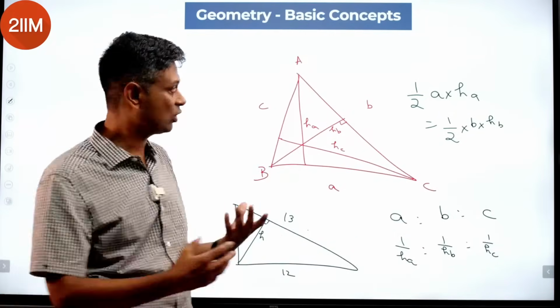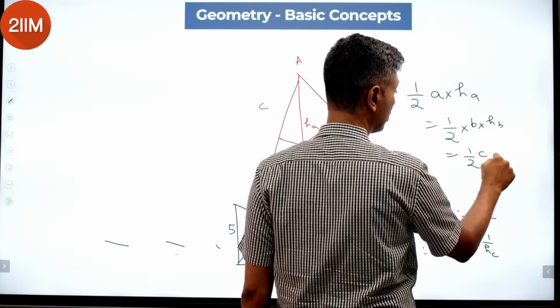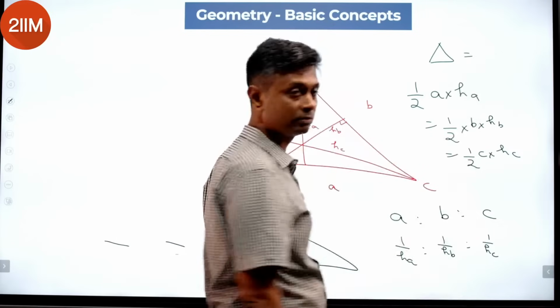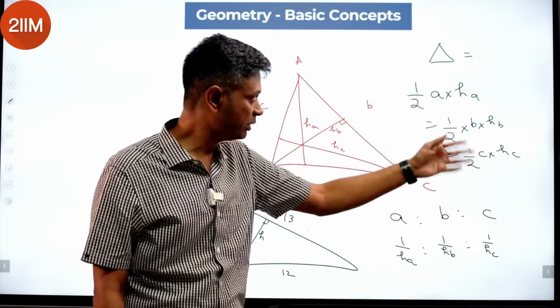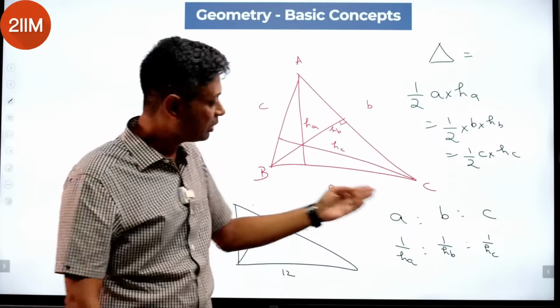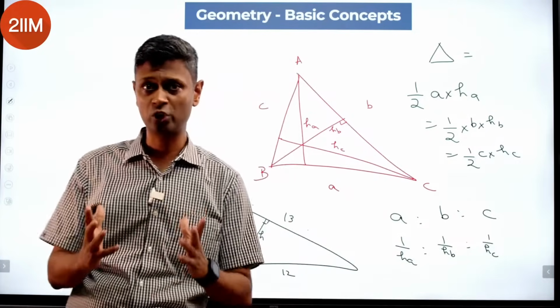So if you call each of these half into A into HA equal to half into B into HB equal to half into C into HC is equal to area. Then area by HA is A by 2, area by HB is B by 2, area by HC is C by 2. So A is to B is to C is 1 by HA is to 1 by HB is to 1 by HC. It's a reciprocal relationship.